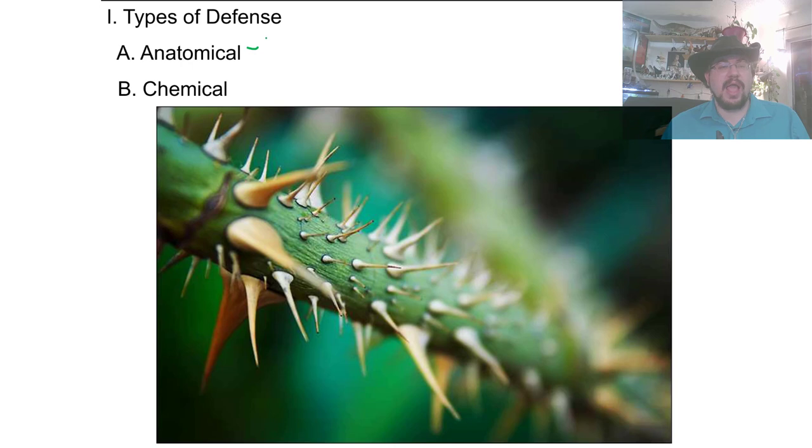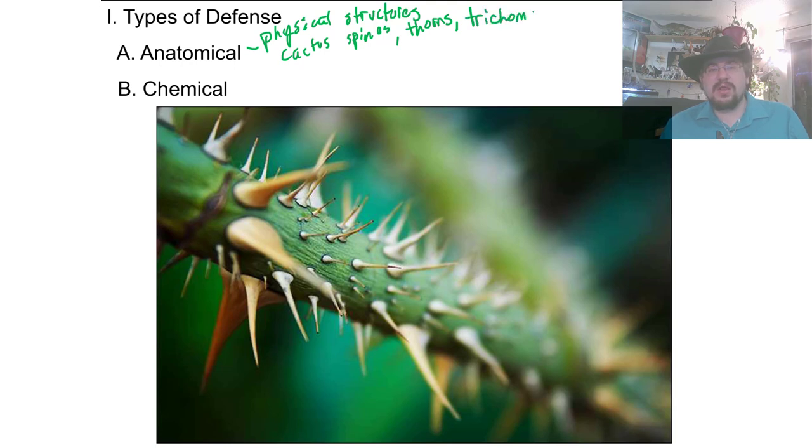So anatomical are actual physical structures. So we are talking about things like cactus spines, which are modified leaves. We're talking about thorns, which are modifications of a stem. Trichomes, which can carry sticky stuff or nasty chemicals, right? So these are anatomical defenses versus chemical defenses, where we're talking about poisons, right, irritants, and my favorite category, other.